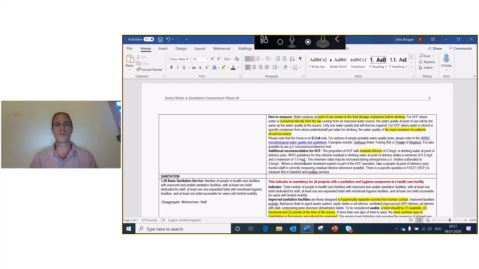In these times of COVID, with outbreak situations of cholera and so on and so forth, the minimum residual level of chlorine in the water should be 0.5 milligrams per liter. In other times, it can be 0.2 milligrams per liter. But in a healthcare facility in this day and age, it's probably best to look for 0.5 milligrams per liter.